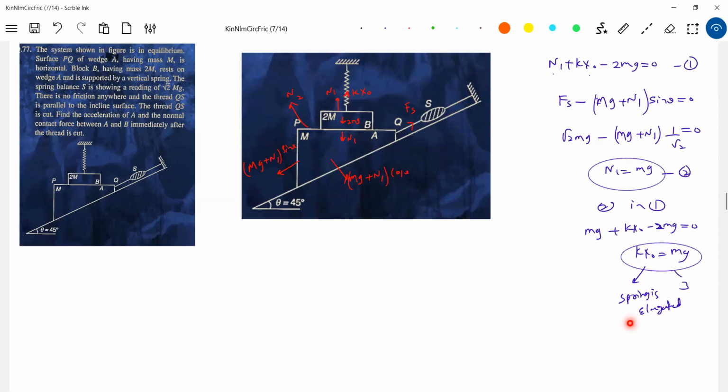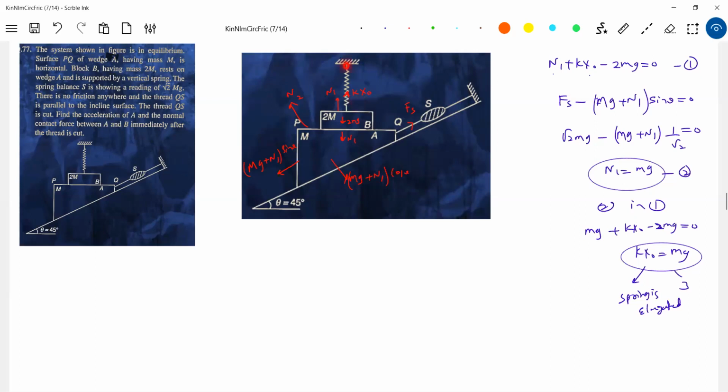Okay, now what I do is I'm going to cut this spring. When I cut this spring, find the acceleration of A and the normal contact force between A and B immediately after the thread is cut. When I cut this spring, what will happen to the spring force? It should not change. Spring force cannot change suddenly in most of the numericals, but in some numericals even this can change. Tomorrow I'll discuss some numericals where spring force also will change.